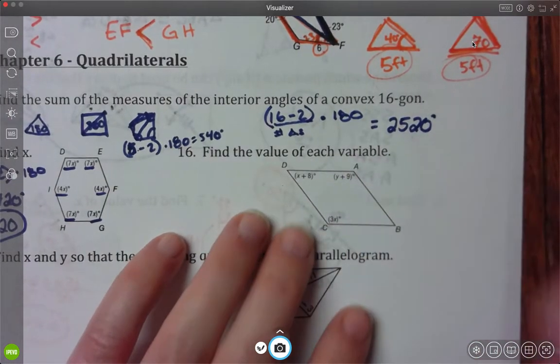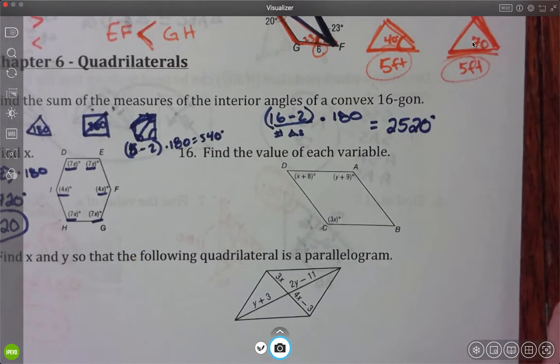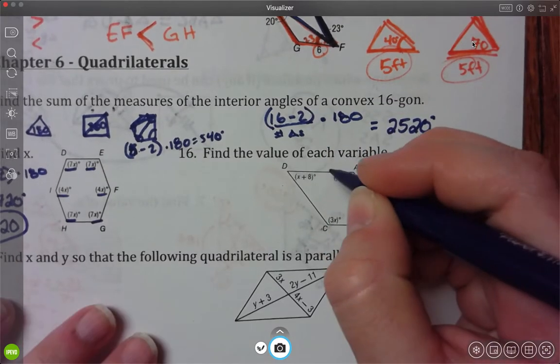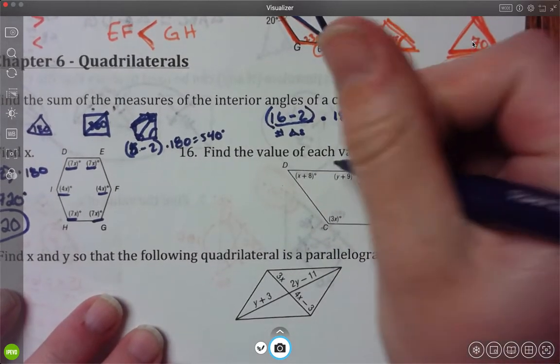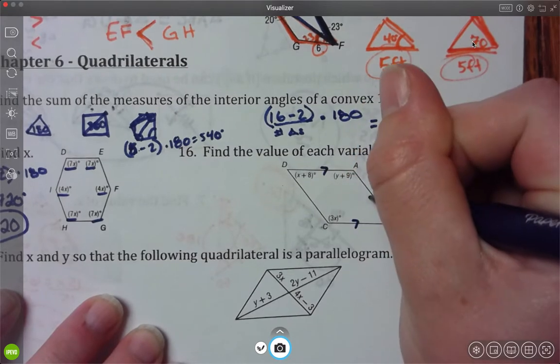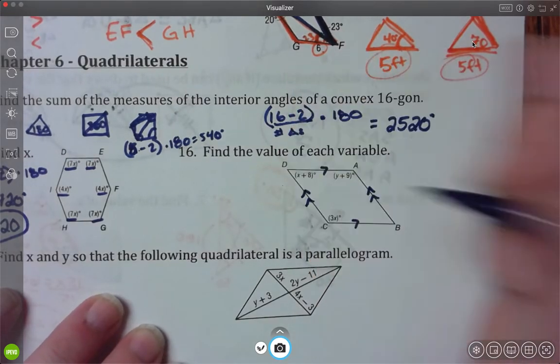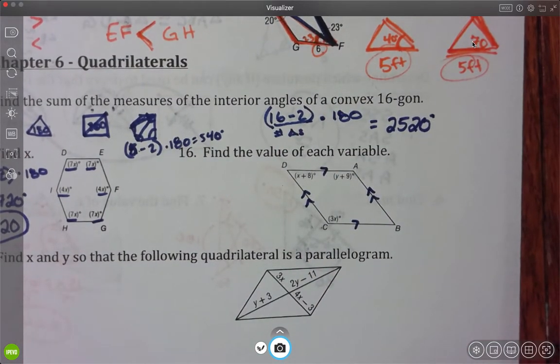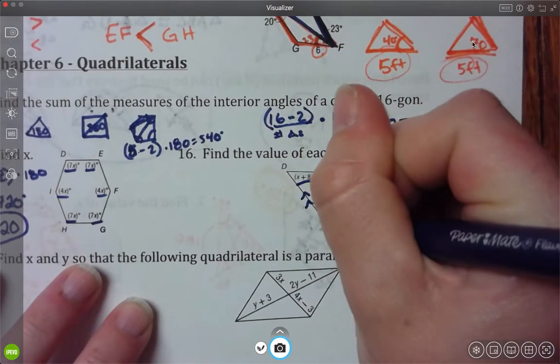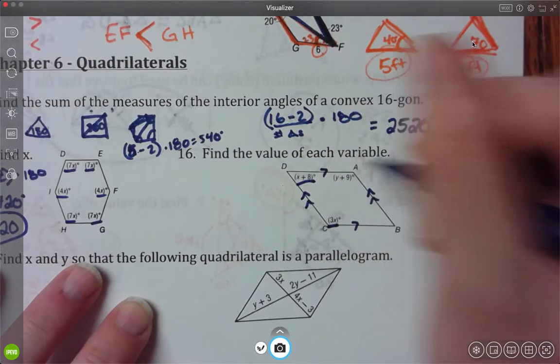Find the value of each variable. Okay, so we have x's and we have y's going on here. Okay, so let's see. Are we assuming that this is a parallelogram? I think yes, we are. So we're assuming that this is a parallelogram, even though it doesn't say that, but I'm going to say that this guy's parallel to that one, this guy's parallel to that one, okay? Now, the problem with this is I have x's here, and I have a y across from an x, okay?